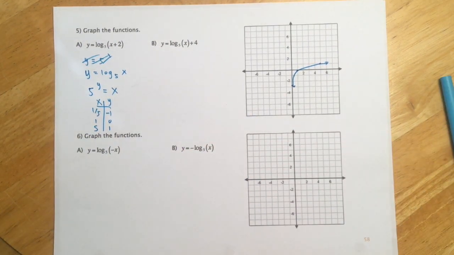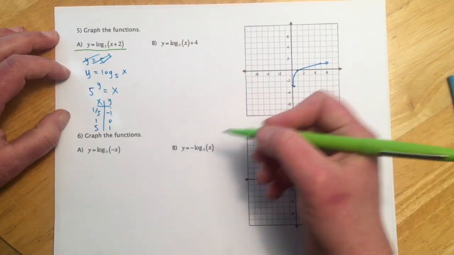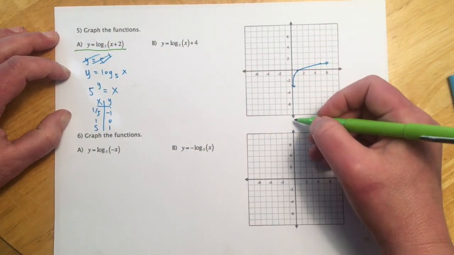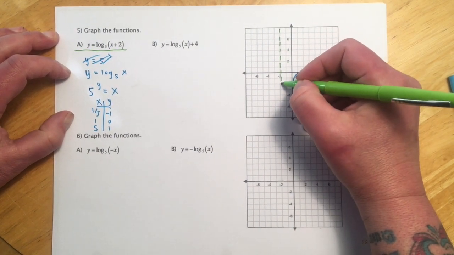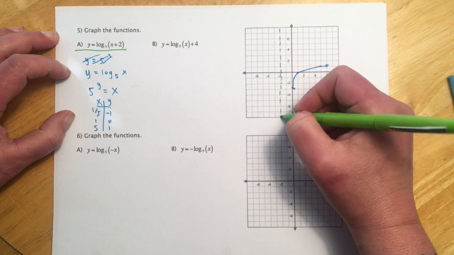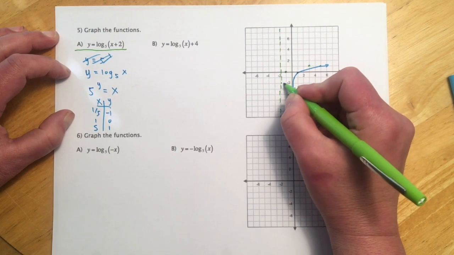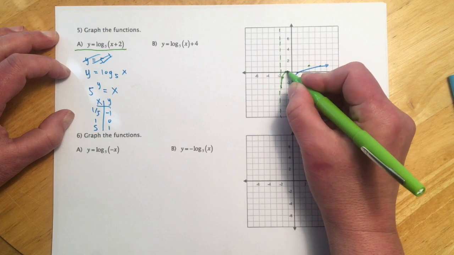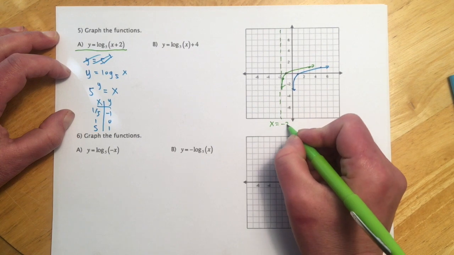And then for A, we have a +2 on the inside. So that's going to move my graph left 2. This one has a vertical asymptote at 0, so I'm going to go ahead and draw that in, because it's also going to move left 2. And so I can just pick up all these points and move them left 2, and then that's about it. So my new vertical asymptote is at x equals -2.